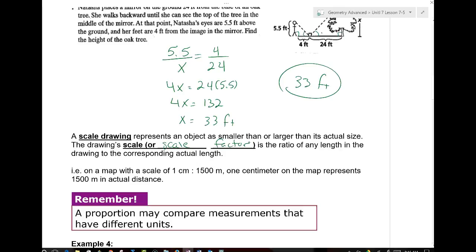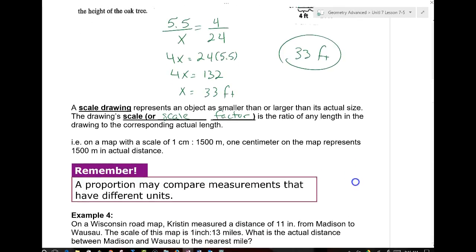Really, that scale or scale factor, isn't that really the similarity ratio between my two figures? So really, when you talk about scale or scale factor, you're really talking about the similarity ratio. So remember, it's the ratio of any length of the drawing to the corresponding actual length. So on a map, a scale of 1 centimeter to 1,500 meters is 1 centimeter on the map represents an actual distance of 1,500 meters.